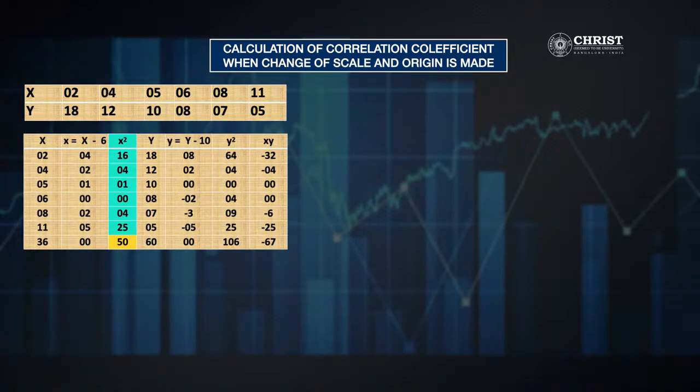Take deviations: 8, 2, 0, minus 2, minus 3, minus 5. When you are taking deviations from the actual mean, the final value will always be 0. Now take the square of those values: 64, 4, 0, 4, 9, 25, and the total is 106. Similarly, multiply x into y: minus 32, minus 4, 0, 0, minus 6, minus 25. Total is minus 67.